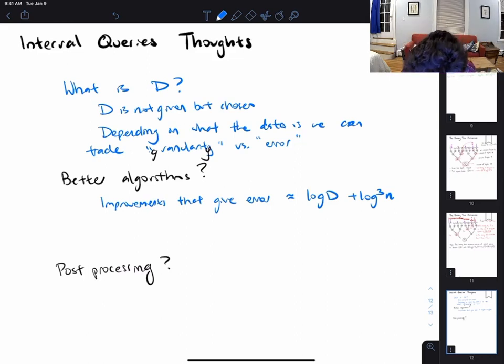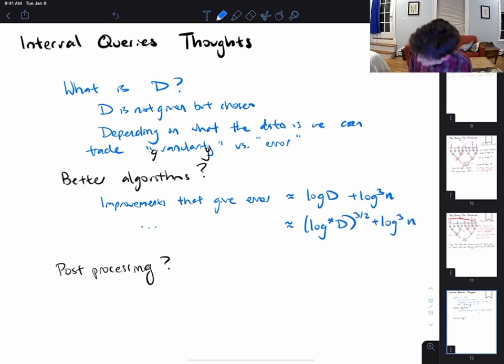And in fact, there's been a lot more improvement on this. You can get this down to some sort of ridiculous looking error bound, which is the log star function of d to the power of 3/2 plus log cubed n. So almost independent of d. You may not know what this log star function is. If you've never seen it, go look it up. It's a fun function. And the gist is that it is an extremely slowly growing function of d. So it barely grows as d goes to infinity, but it does go to infinity with d. Okay, so it's almost down to d.